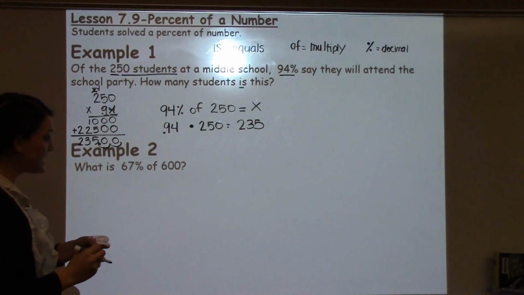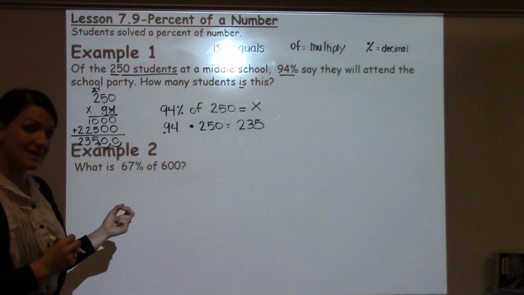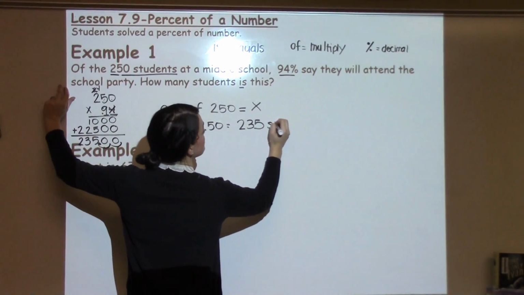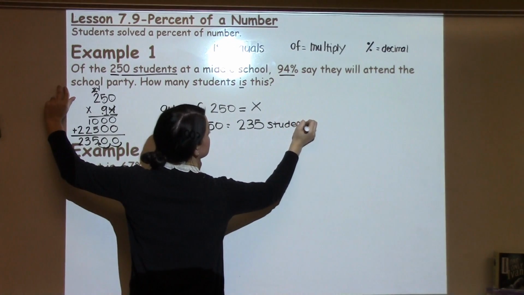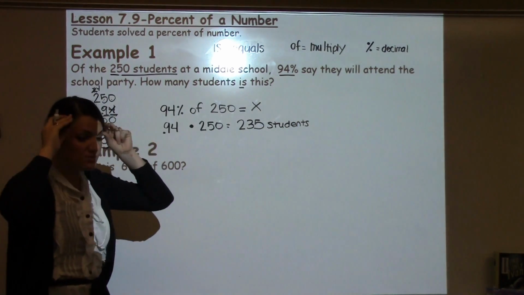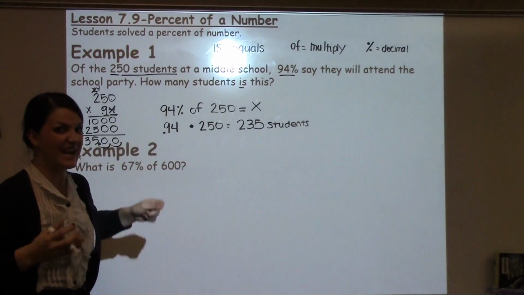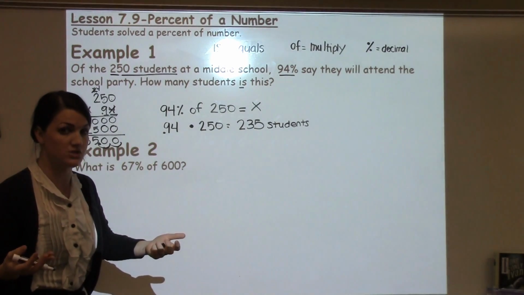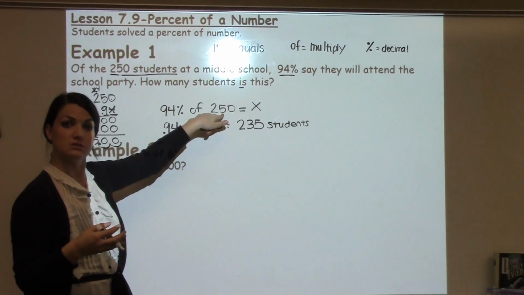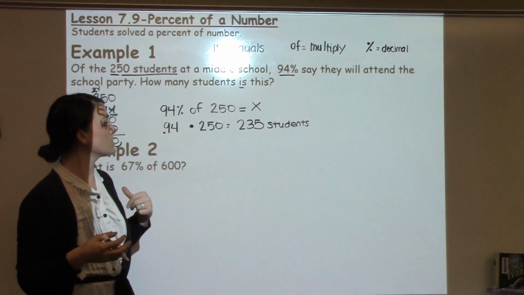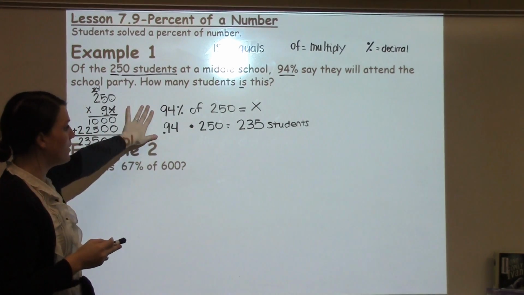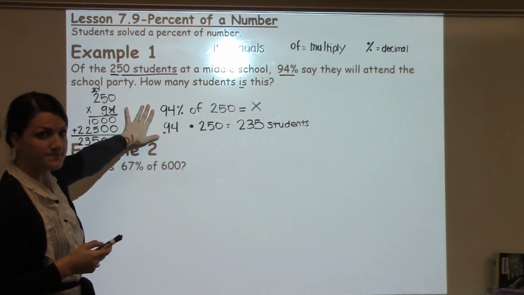Now, before I decide that that's my final answer, I need to think about the original problem and make sure it makes sense. Is 235 students really close to 250? We always want the students to think about the percent. 94 is really close to 100. So whatever I get as my answer should be really close to my 250. And 235 is fairly close to 250, so that helps me know that my answer is reasonable.